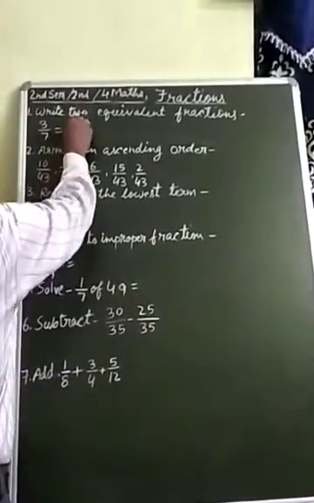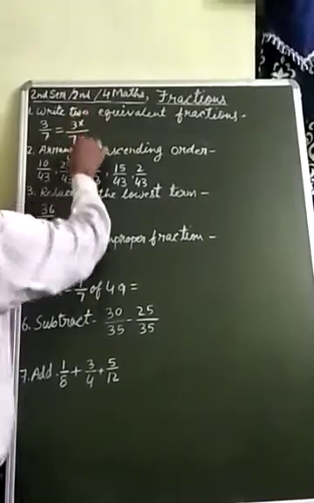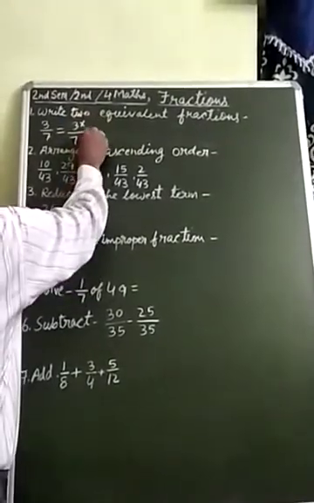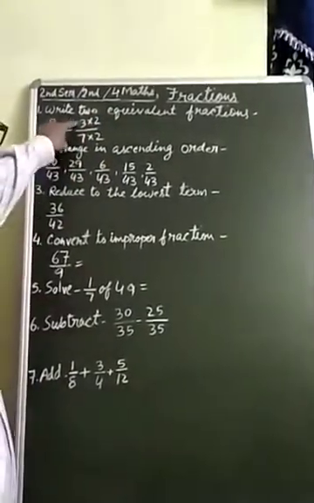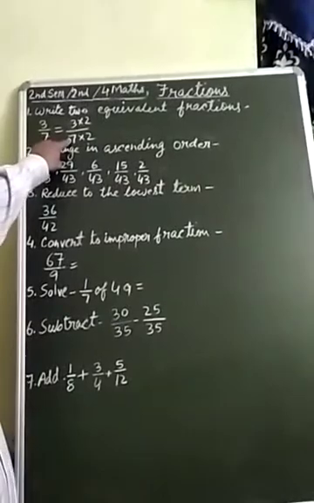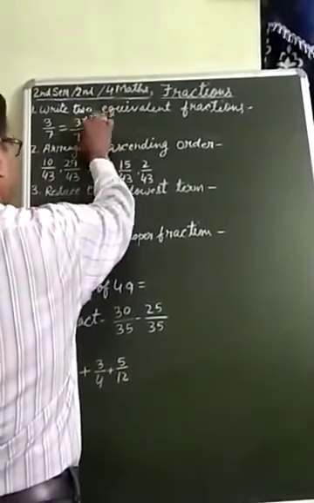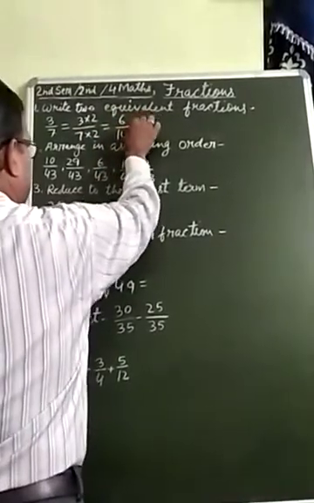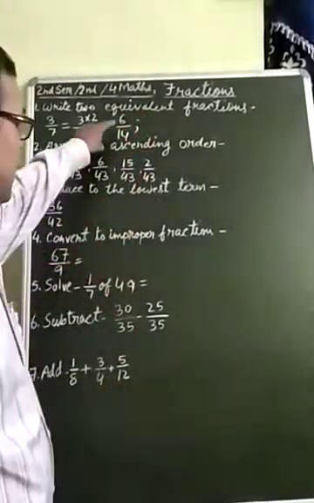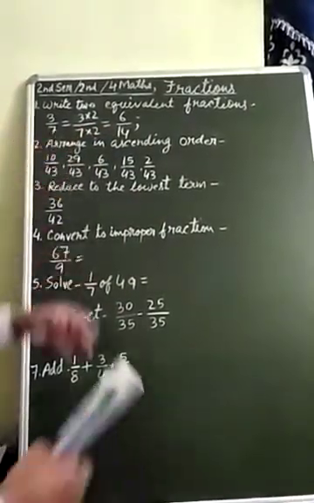To write equivalent fraction, the given fraction should be multiplied by a common number. Say we multiply numerator and denominator of the given fraction by 2. We will get 3 2s are 6, 7 2s are 14. So this is 6 by 14, which is equivalent to 3 by 7.